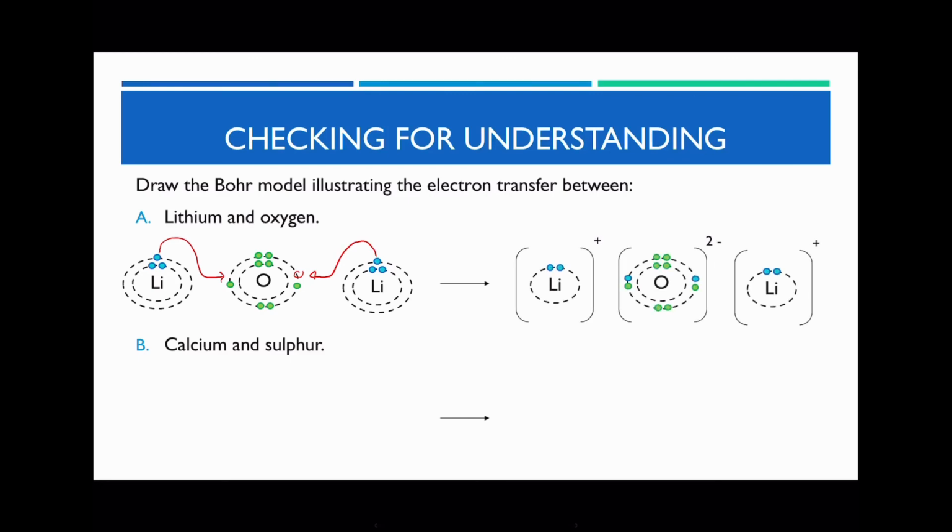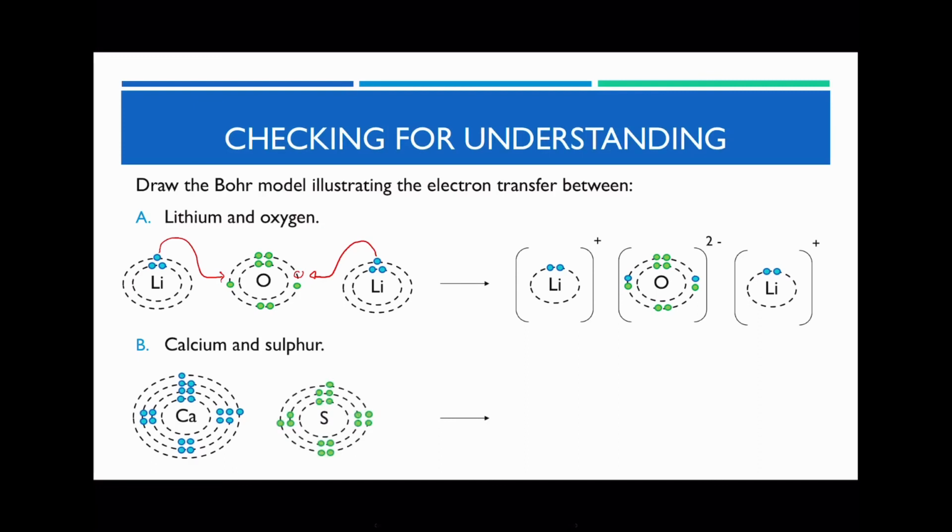Oxygen with a net charge of -2 since it gains 2 electrons. Lithium with +1 net charge. Calcium should look like this. And sulfur should look like this over here.